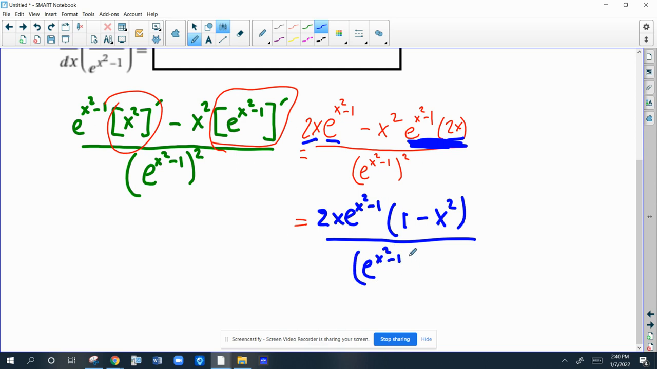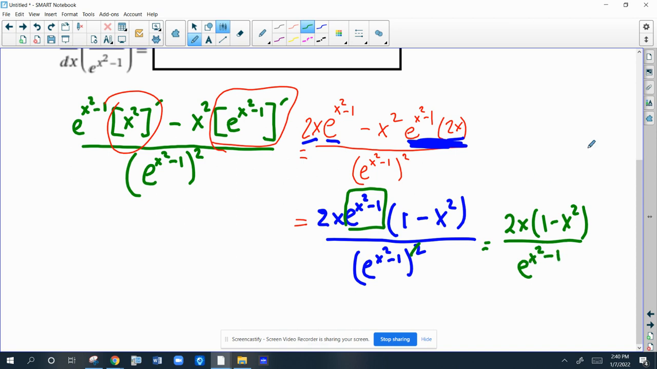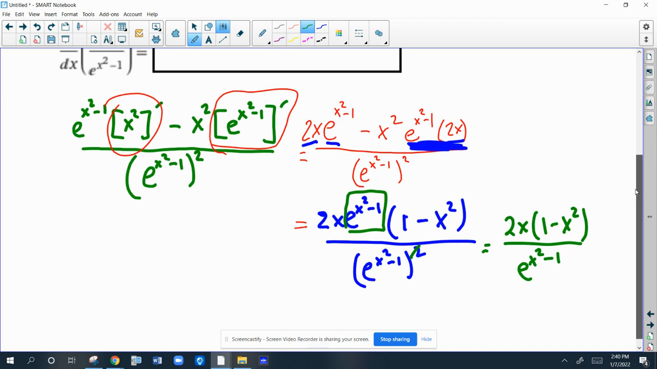So now that everything's factored and you can cancel factors, well, we can go ahead and cancel the e to the x squared minus 1 up top with one of the e to the x squared minus 1's on the bottom. So it would make that a 1 to get 2x times 1 minus x squared all over e to the x squared minus 1. And that is that. So that's not too bad.